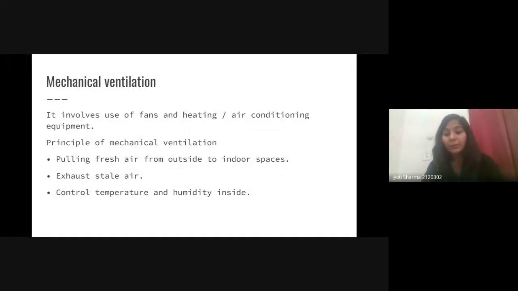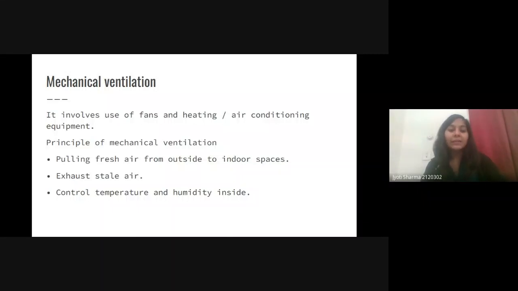Then if we are talking about mechanical ventilation, it involves the use of fans and heating or air conditioning equipment. The principle is pulling fresh air from outside into inner spaces, exhausting stale air, and controlling temperature and humidity inside.